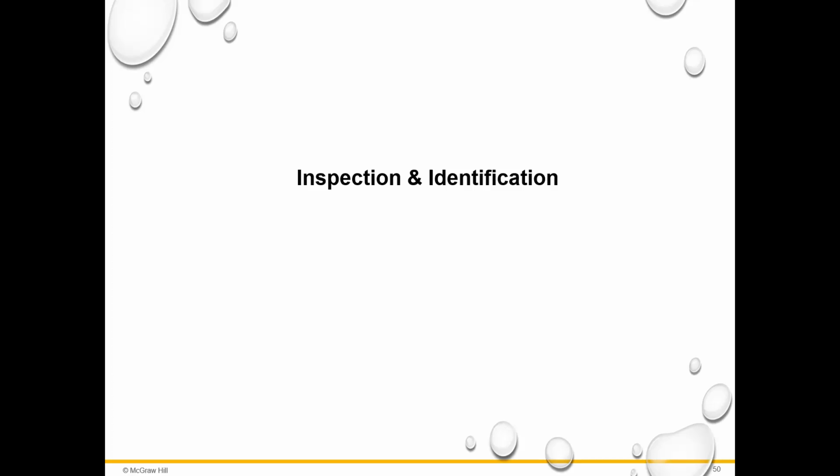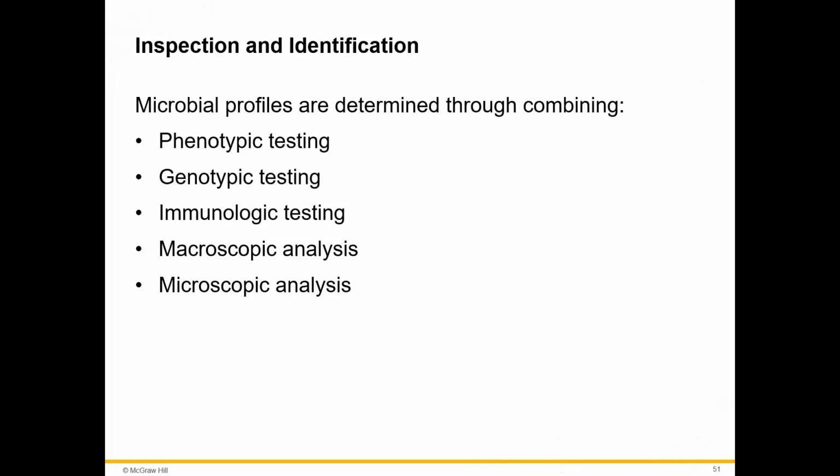Now I'm going to speak briefly about inspection and identification. So during inspection, you're going to run various tests on a microorganism in order to identify that microorganism or assign it to a genus and species. Microbial profiles are determined through combining phenotypic testing, genotypic testing, immunological, microscopic and macroscopic testing. So I'm going to give definitions to each one of these now.